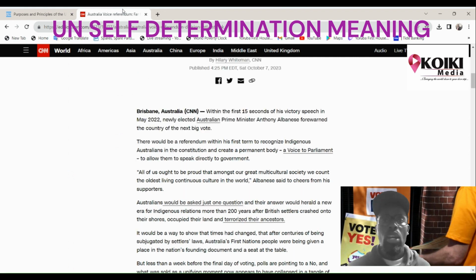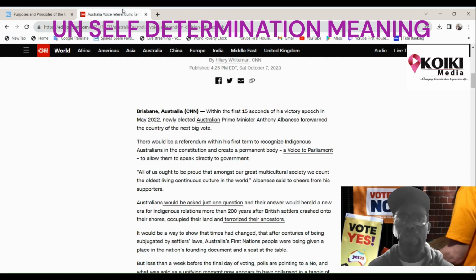Within the first 15 seconds of his victory speech in May 2022, the newly elected Australian Prime Minister, Anthony Albanese, forewarned the country of the next big vote.